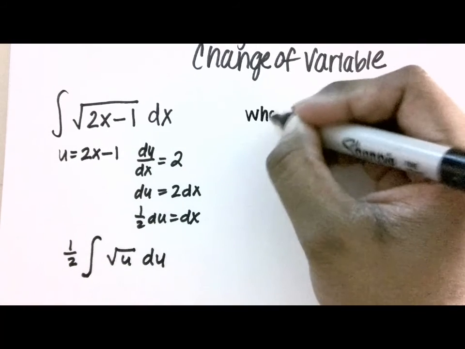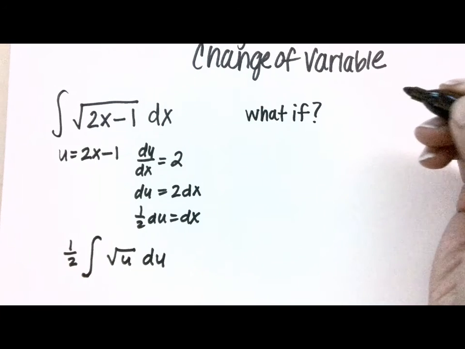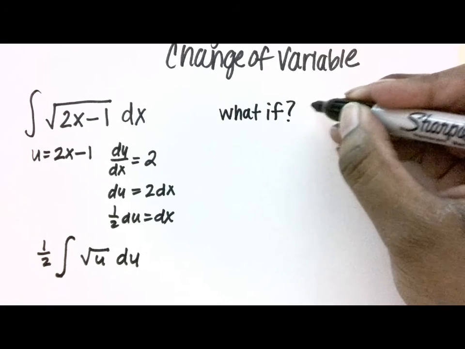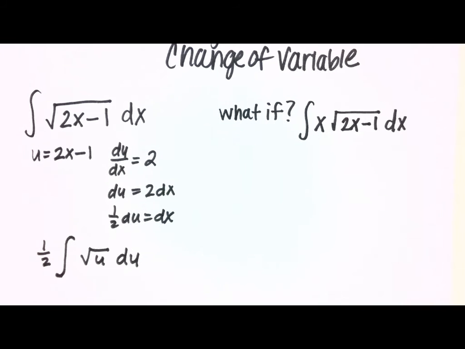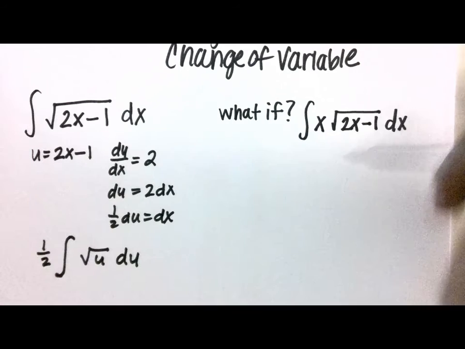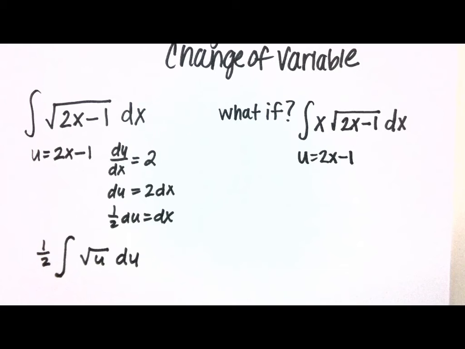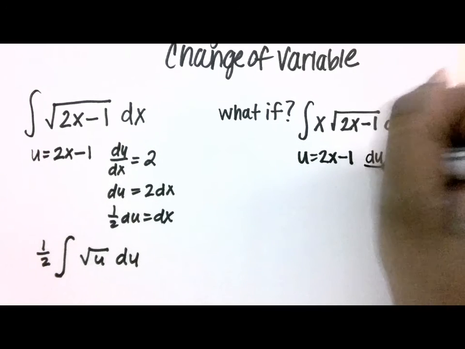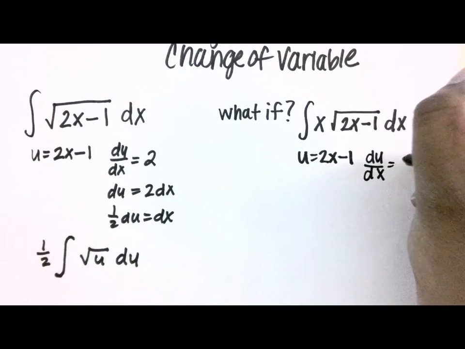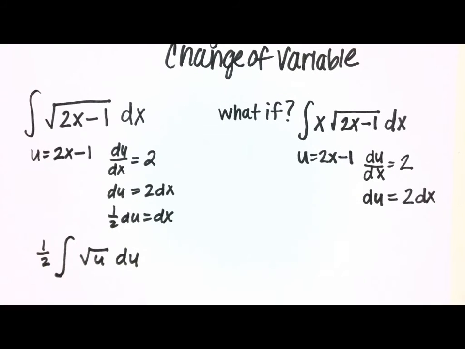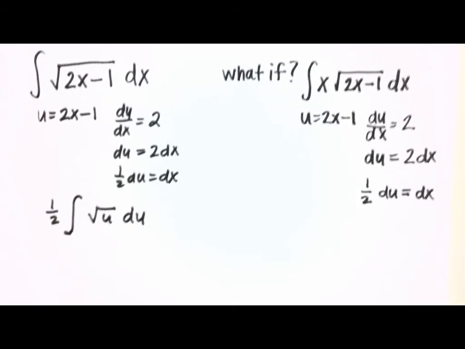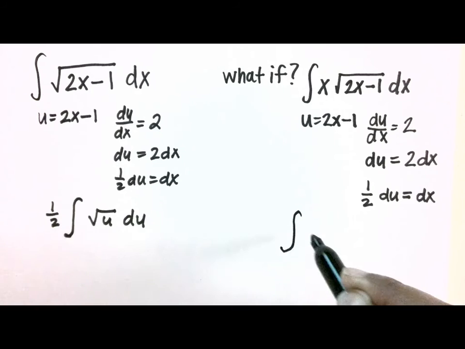So what if I throw an x in front of here? My u doesn't change. What's my u? Still 2x minus 1. So du/dx equals 2, so du equals 2 dx, so 1/2 du equals dx. So when I sub that back in, I get 1/2 the integral of, oh, I still have this x. Okay, I'll just leave it there.